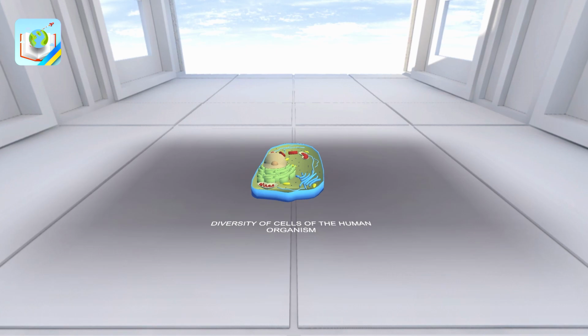Tap on the cell. The first thing you see is the cell membrane. It is the outer shell of the cell that separates its contents from the environment. The cell membrane is a semi-permeable barrier that selectively allows molecules to enter and exit the cell.